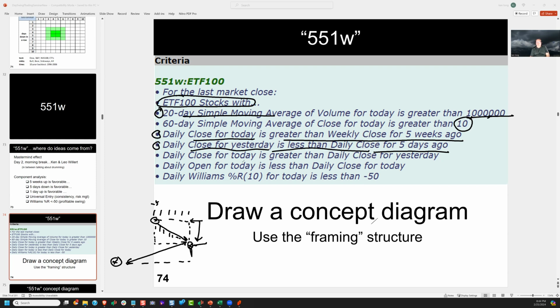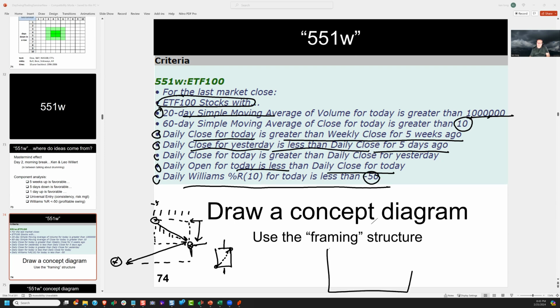And then we said today's open is less than today's close, meaning it had to be a white candle. So intraday, it opens here and closes there. So you have an intraday positive move. And then we said the final setup was the daily percent R has to be less than -50.